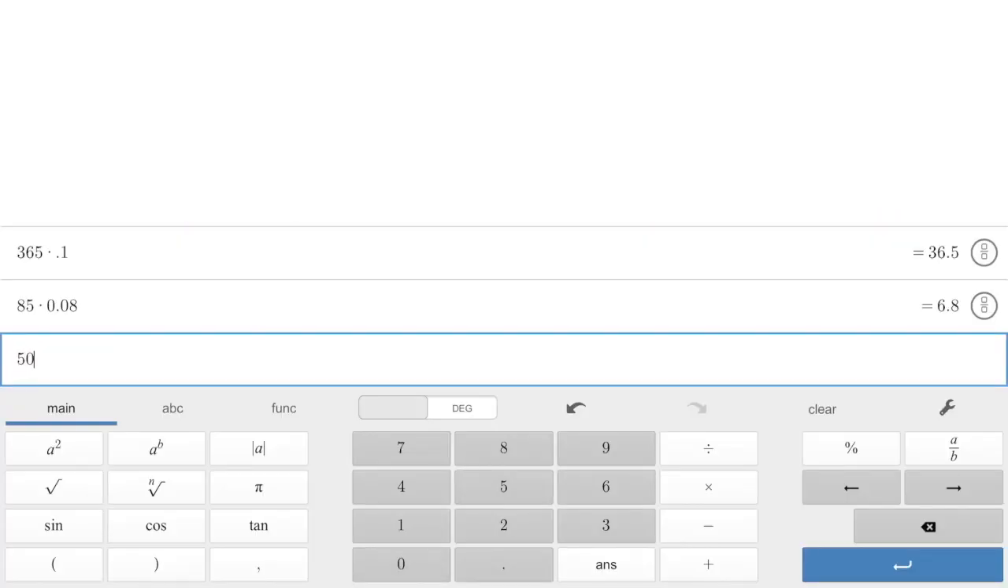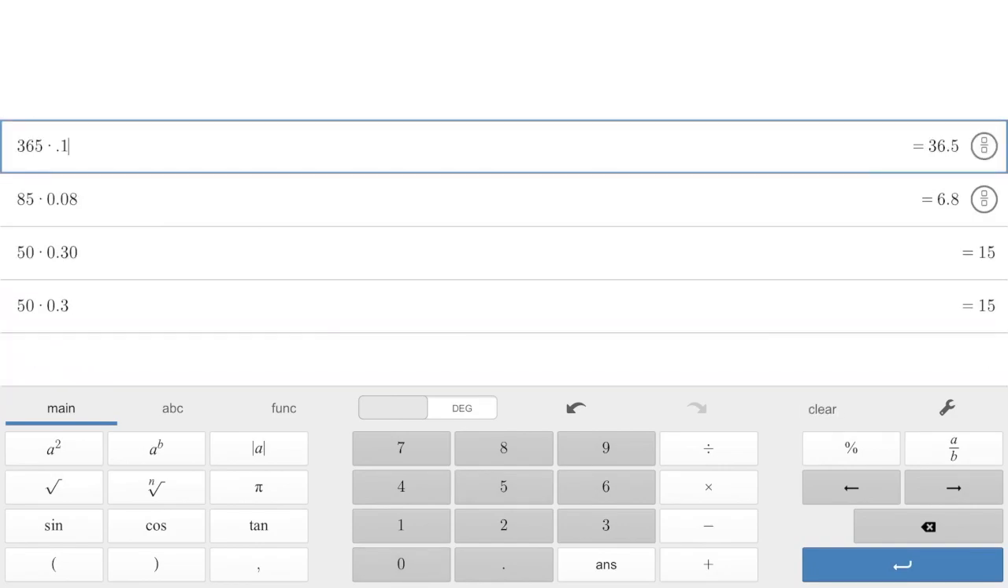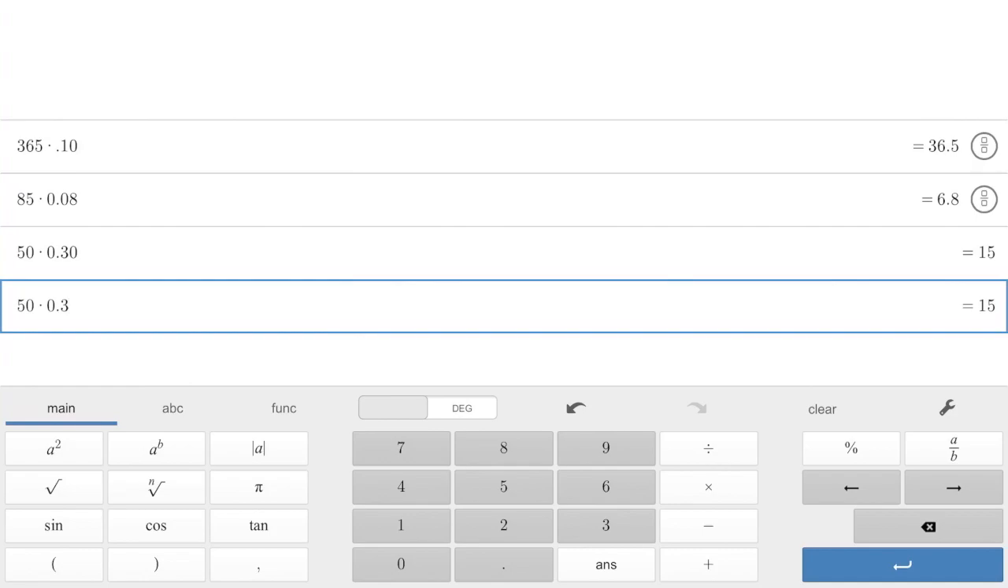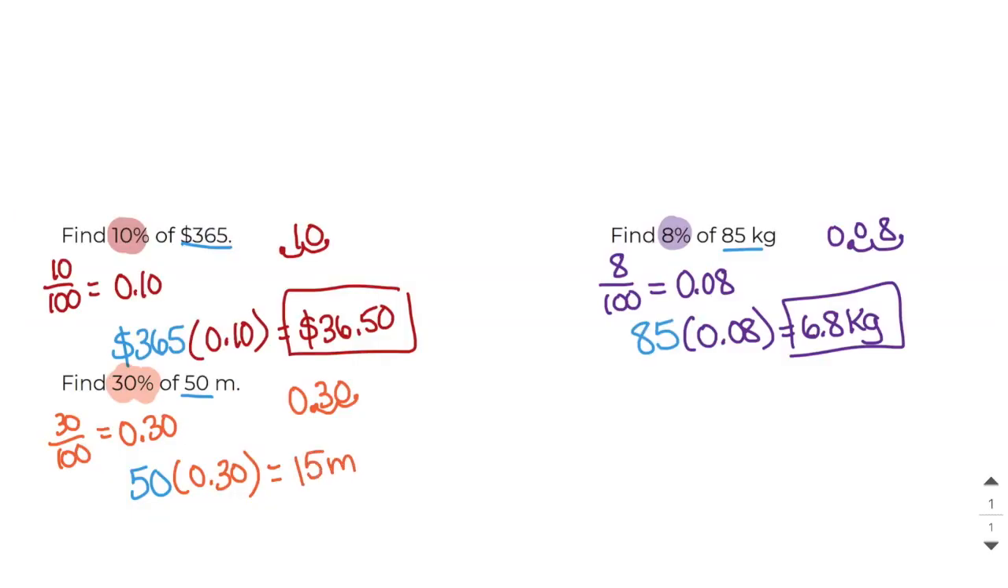And a quick note, you can type in 0.30 or 0.3 and it gives you the same answer. Just like up here, I did times 0.1, it could have been 0.10, and it'll still give you the same answer. You'll get 15, in this example, you'll get 15 meters.